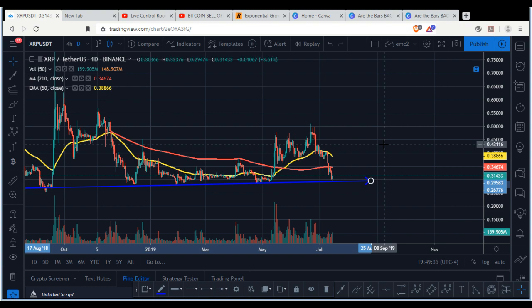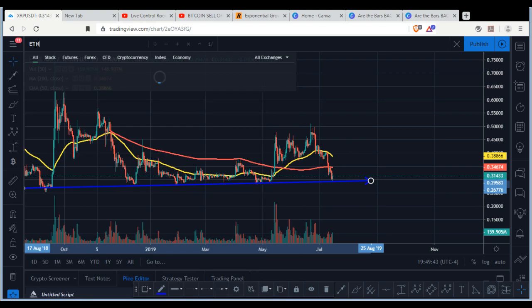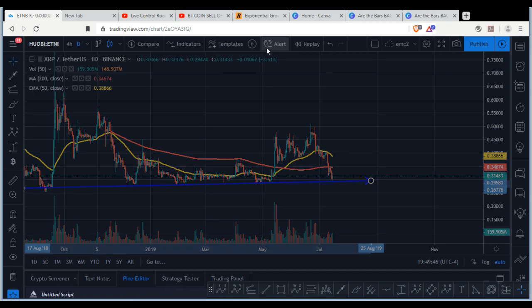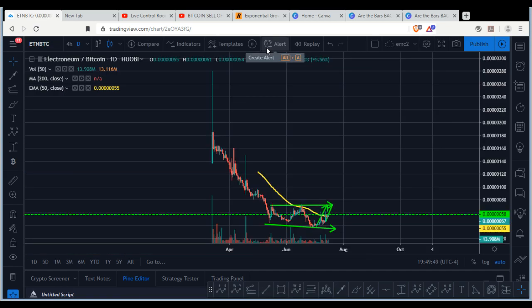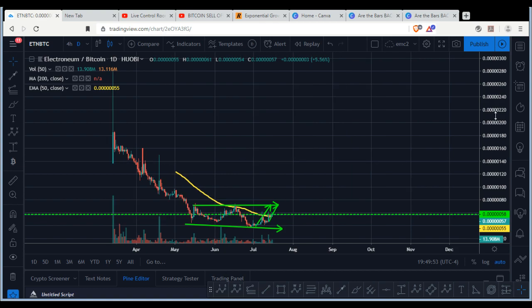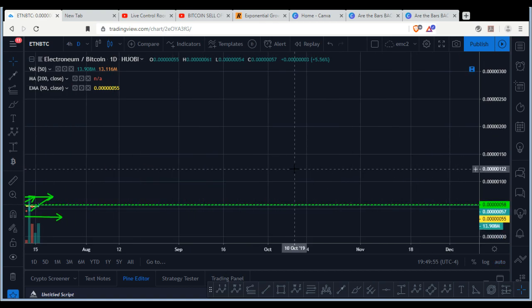Let's take a look at WANCHAIN, ICX, ETN, Electronum. Let's start off with Electronum, ETN. BTC is gonna take off. Definitely it is gonna take off, guys. ETN, let's take a look at ETN.